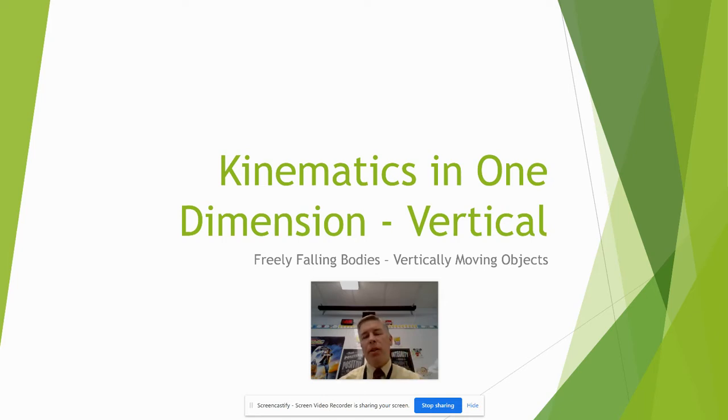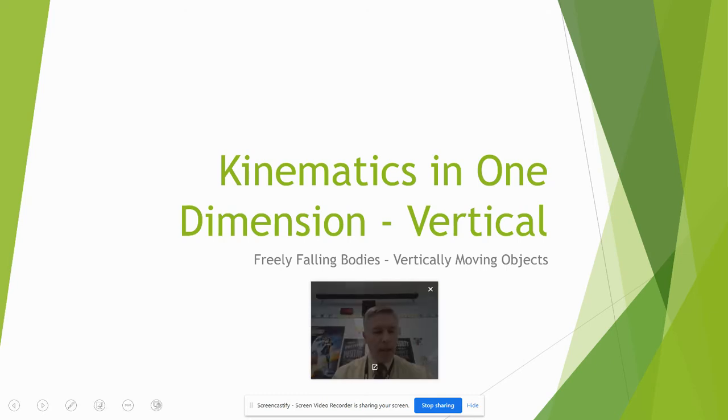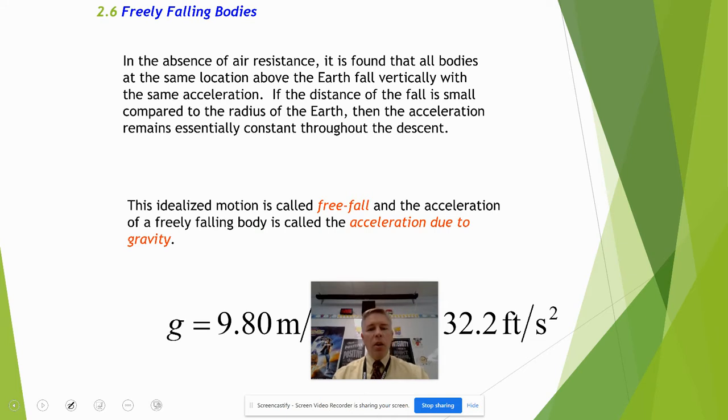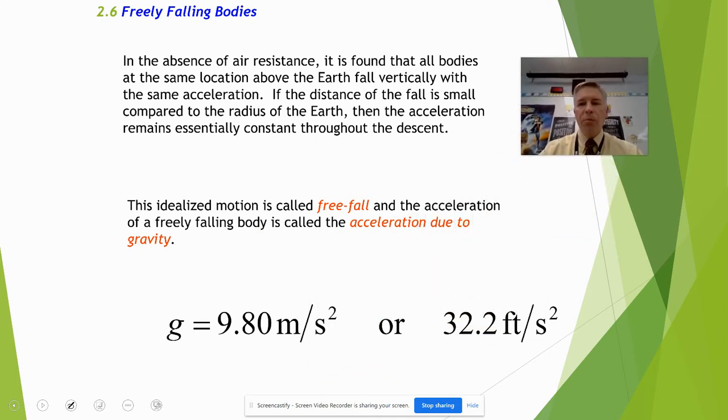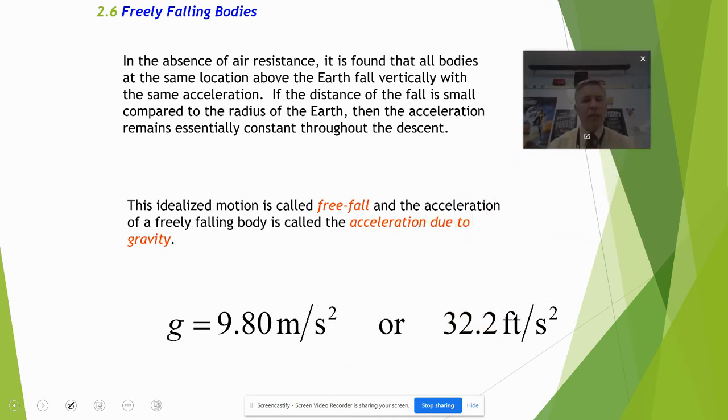We are going to talk about the second half of Chapter 2, still kinematics in one dimension, but now it's going to be vertical motion. So we're going to look at things moving vertically. And when we do that, one of the key things we want to take into account is how things move, how things fall, stuff like that.